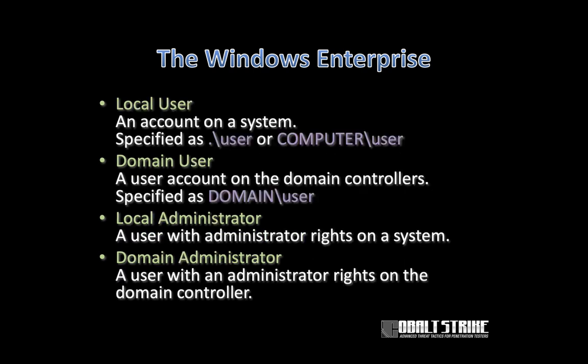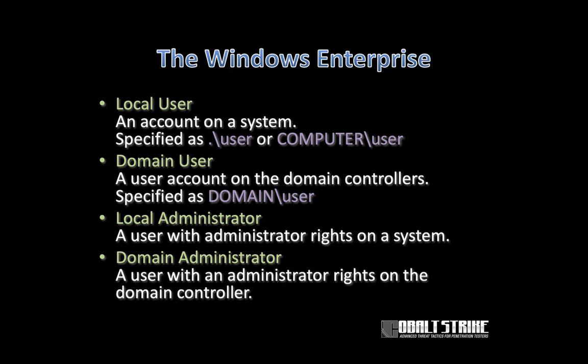Throughout this lecture, I will talk about a local user versus a domain user. A local user is a user who has an account on a specific endpoint or system. When you specify a local user in Cobalt Strike, you will either use a period as a placeholder for the local system or the computer name\user. A domain user is a user account on one of the domain controllers. This domain user can authenticate to resources within the domain. A domain user is specified as the domain name\user.